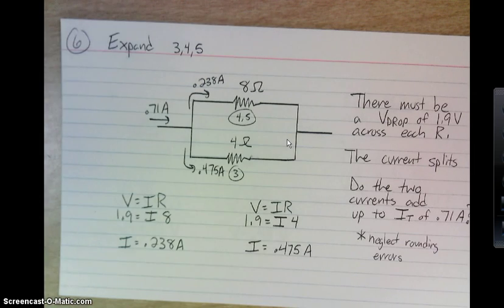Okay. So then going back, and now we're just going to look at that section that was resistors 3, 4, and 5.